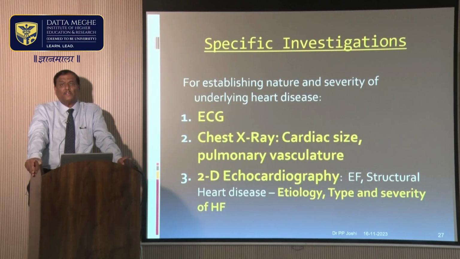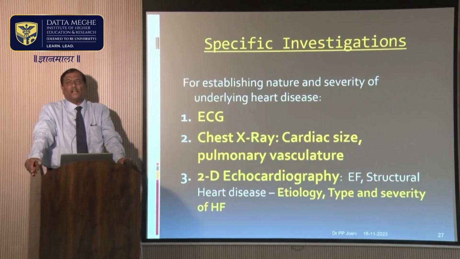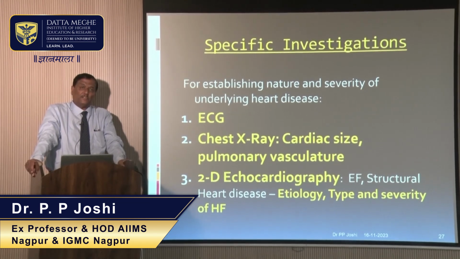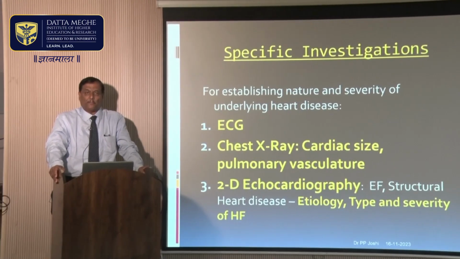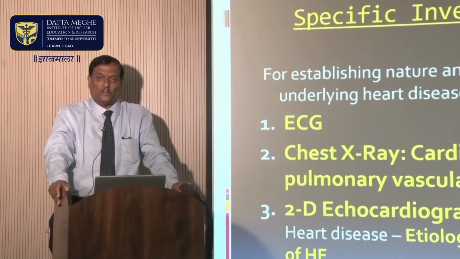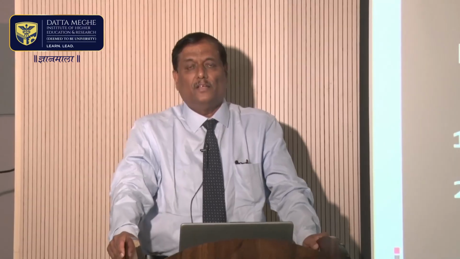But the most common way in which the etiology, type and severity of heart failure and the structure of the heart can be assessed is by doing the 2D echocardiogram. And we can also do the X-ray chest, which will tell you cardiomegaly and also signs of pulmonary congestion. Thank you very much, and in the next class we will discuss the management of heart failure, which will include investigations and treatment of various types.